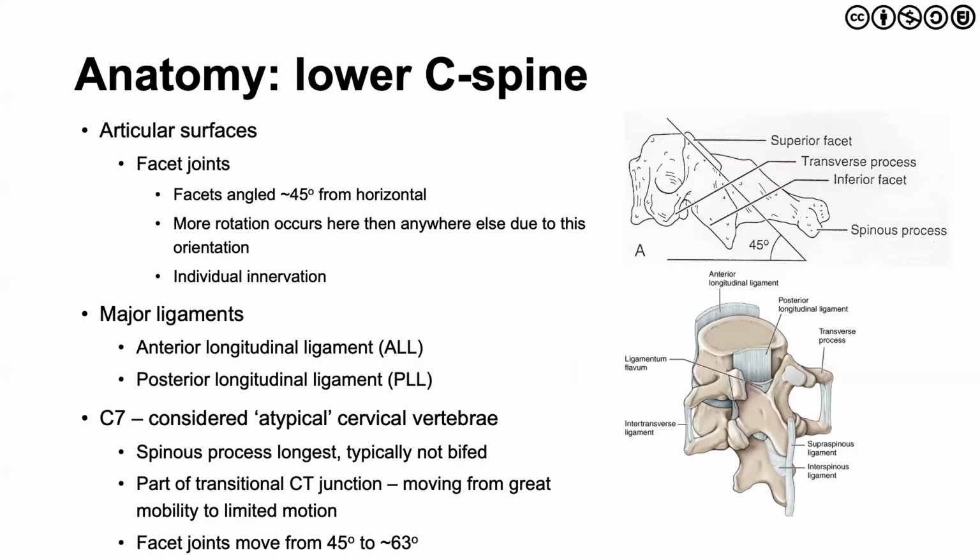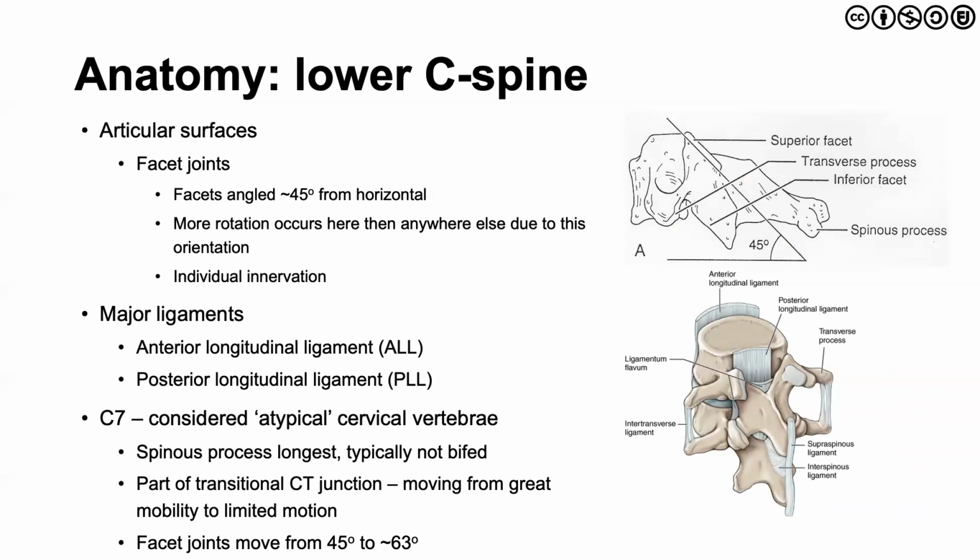In the lower cervical spine, the articular surfaces, otherwise known as facet joints, are angled at about 45 degrees from horizontal. This is slightly different than what we see in the thoracic and lumbar spine, where in the thoracic spine they're more 60 degrees, and the lumbar spine more 90 degrees. And this 45-degree angulation from horizontal allows for this element of rotation to occur. It's one of the reasons why we see more here than really anywhere else in the spine. The major ligaments are the anterior longitudinal ligament and the posterior longitudinal ligament.